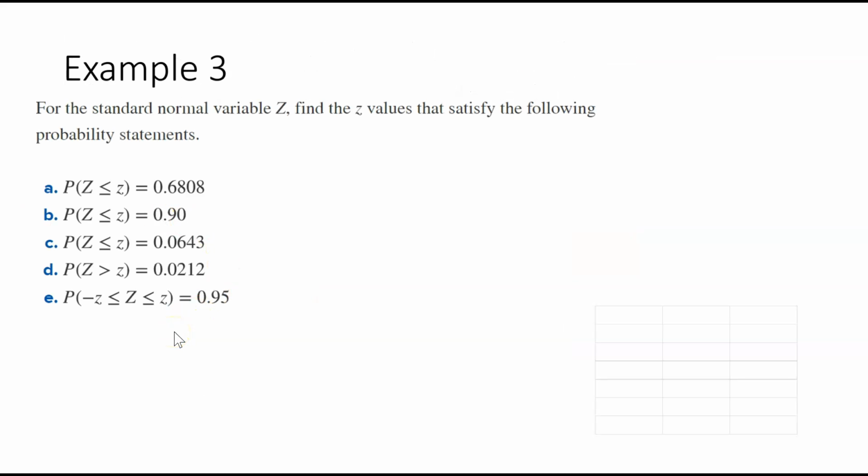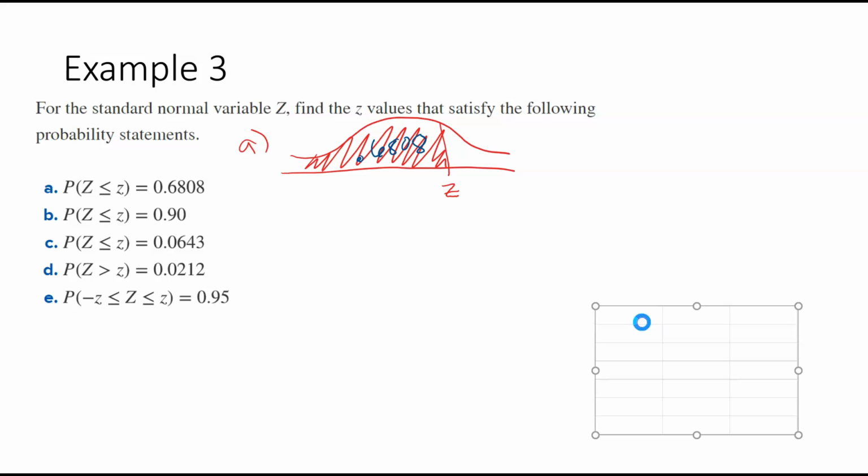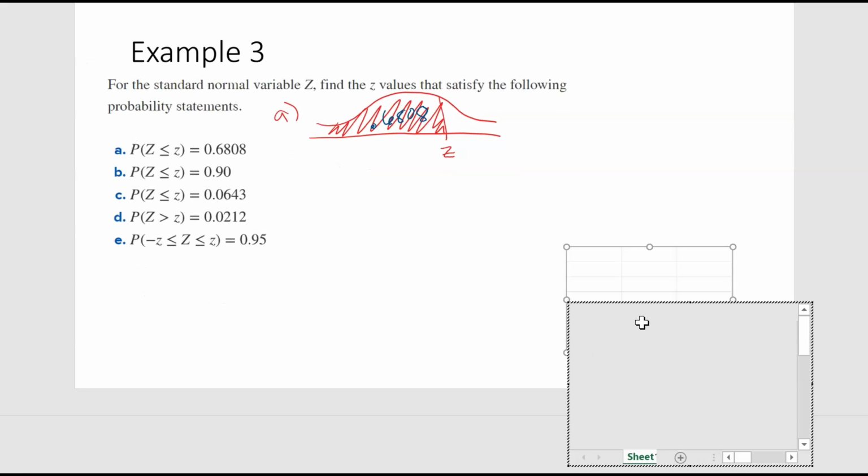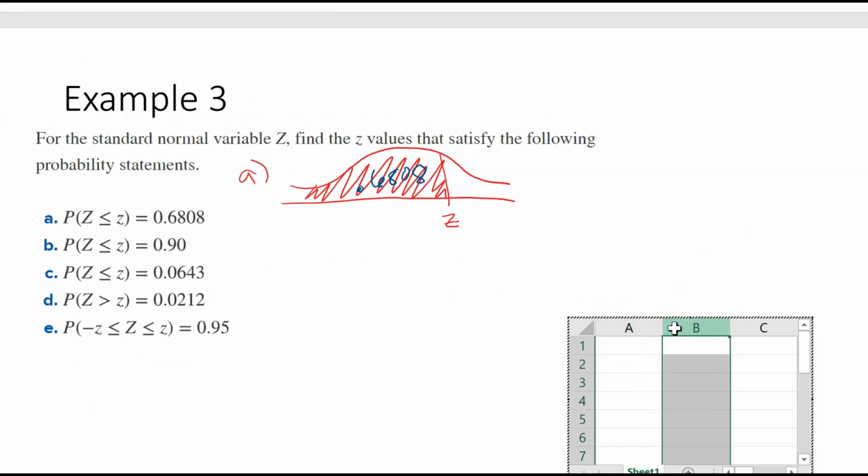So here I am still going to draw a curve. For A, it's telling me less than or equal to. So we know that the z-score is going to be less than or equal to. We don't know where the z is, but we know that this whole space here is going to be 0.6808. And sometimes you'll see that kind of labeled off to the side. So when we're trying to find that and it's already to the left, that makes us happy. Right to the left makes us happy.